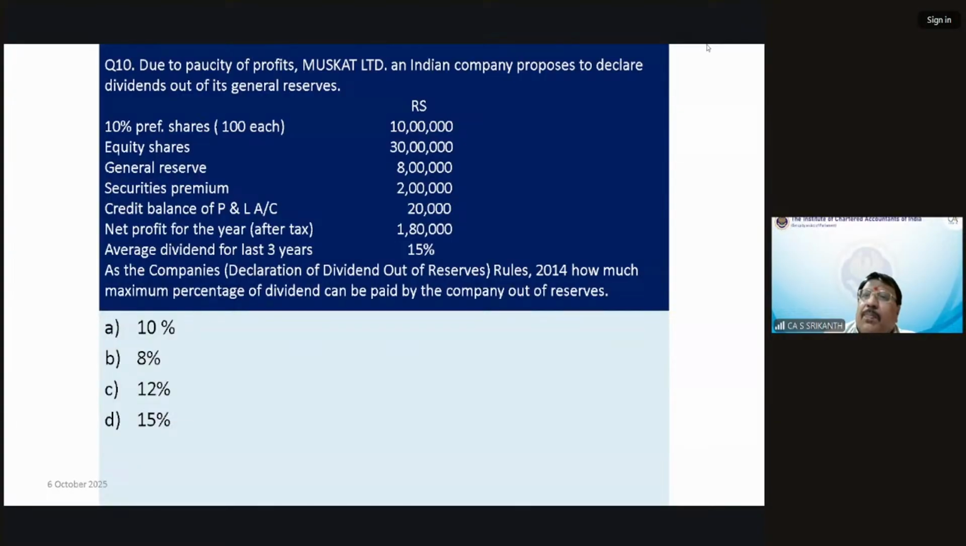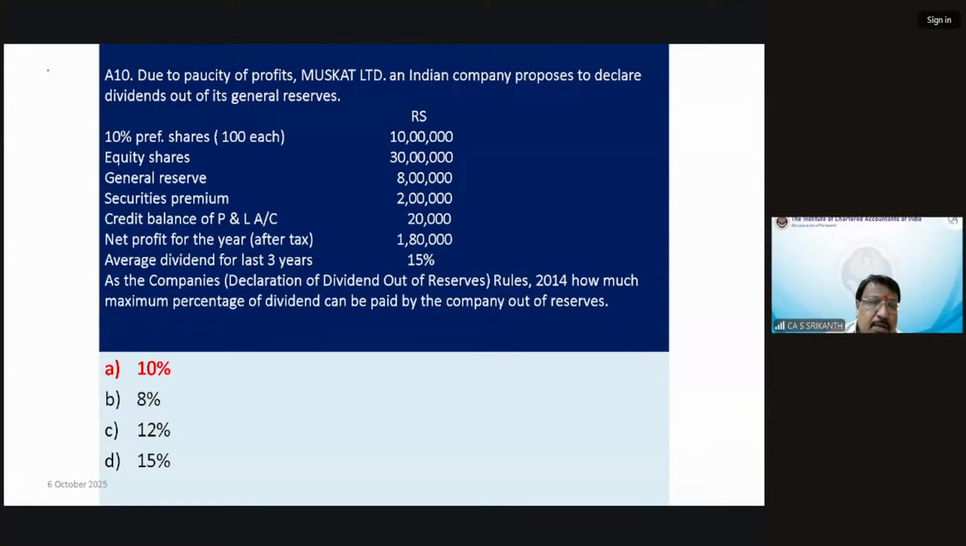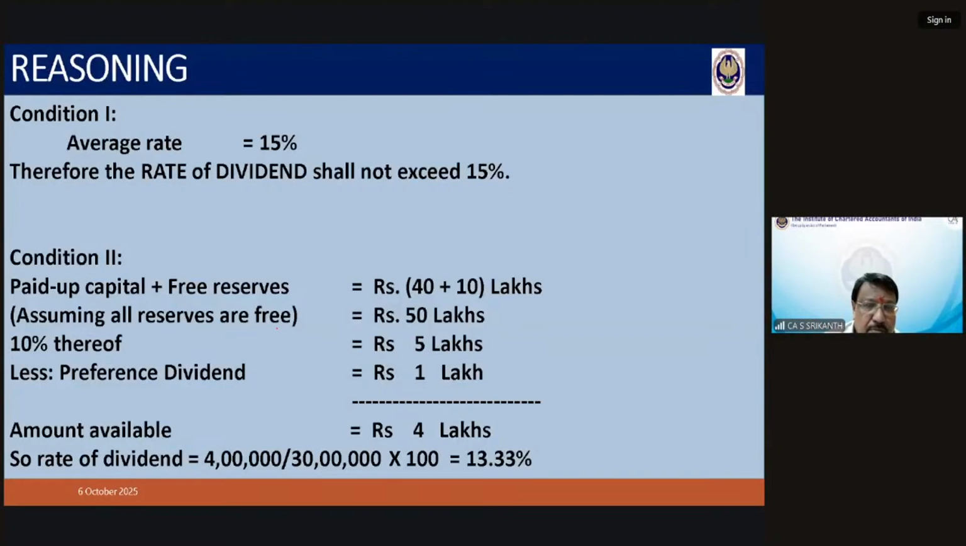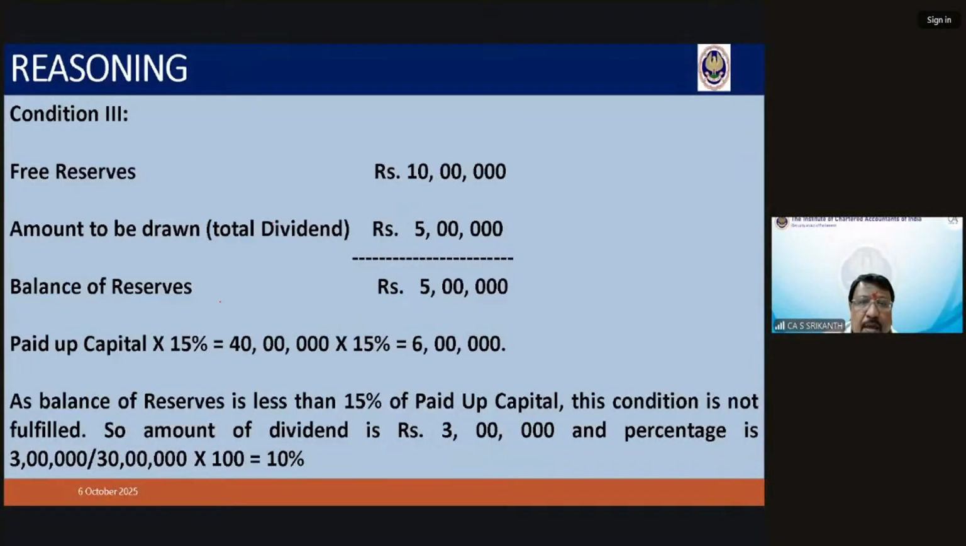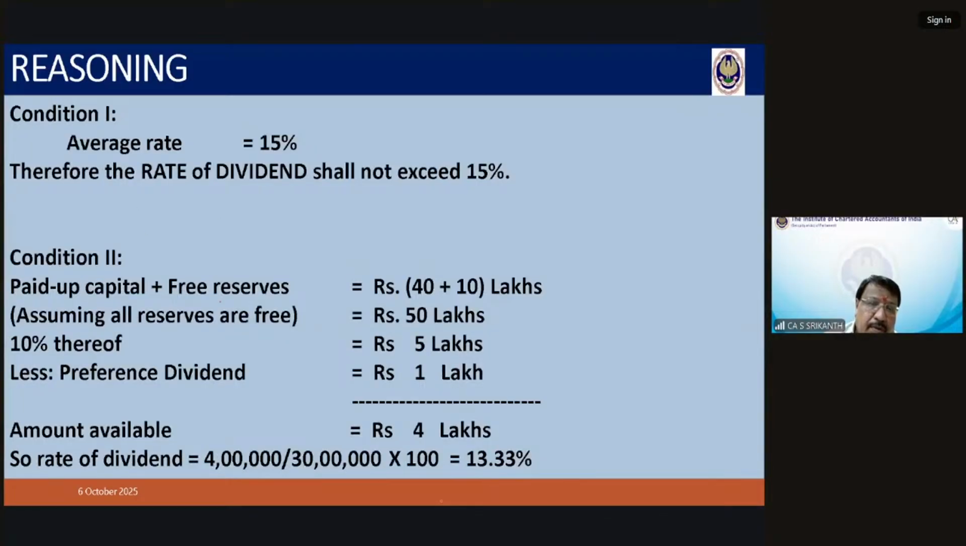12%, 10%. Okay, let's see the answer. See, there is one small peculiarity here, which is the so-called preference dividend. Average rate is 15%. Therefore, average declared at 15%. Agreed. Paid-up capital is 40, that is 10 plus 30, 40. Plus free reserves 10, assuming all reserves are free. 50 lakhs. 10% is 5 lakhs.